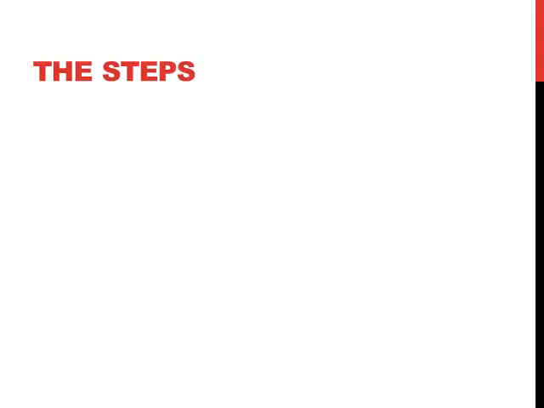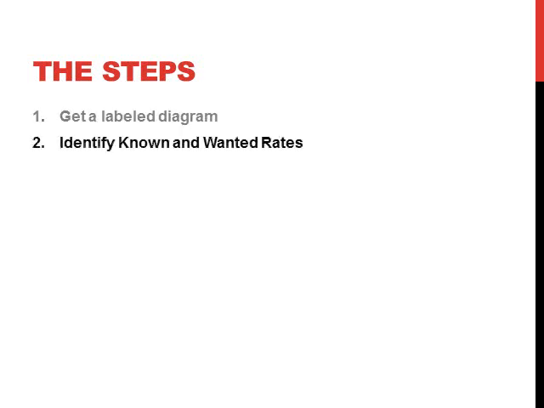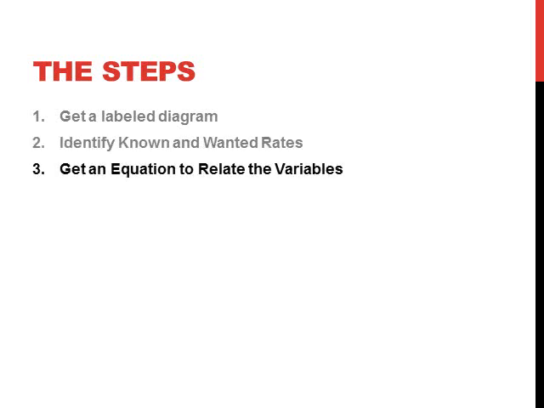What are the steps when we're working with a related rates problem? Well, the first step is to get a labeled diagram. Sometimes a diagram is provided for us and we just have to label it, and sometimes we have to make our own diagram. The second thing to do is to identify the known and wanted rates. We'll express these using calculus notation. The third thing to do is to get an equation to relate the variables.